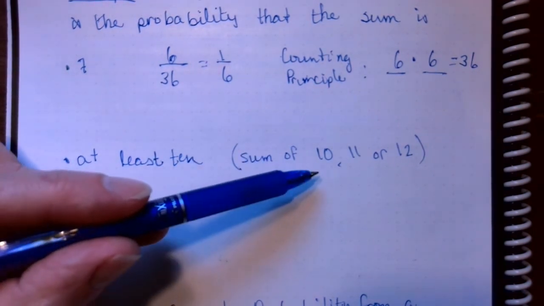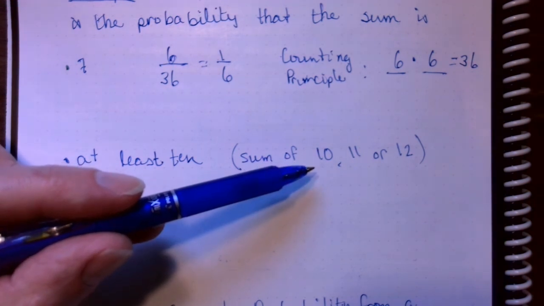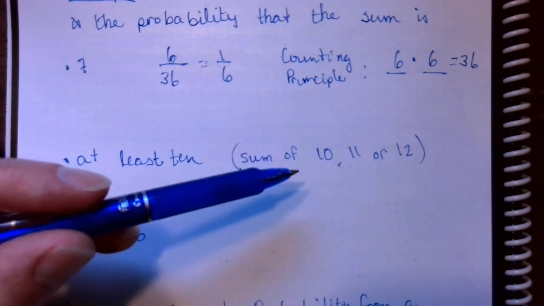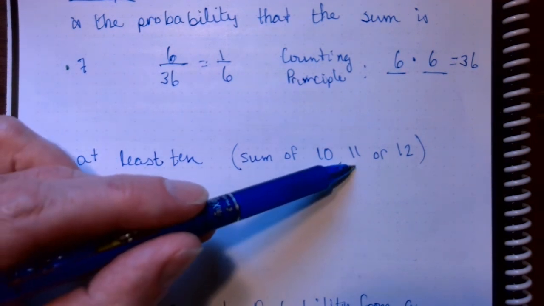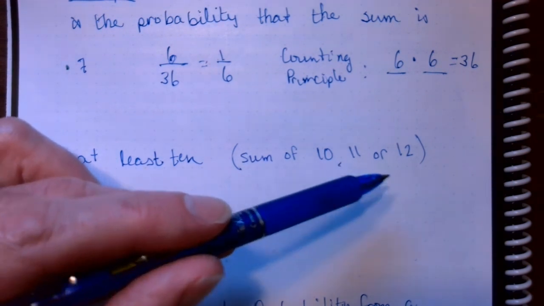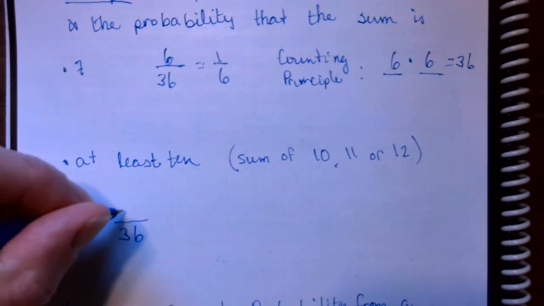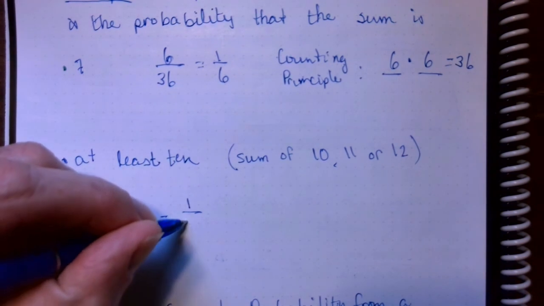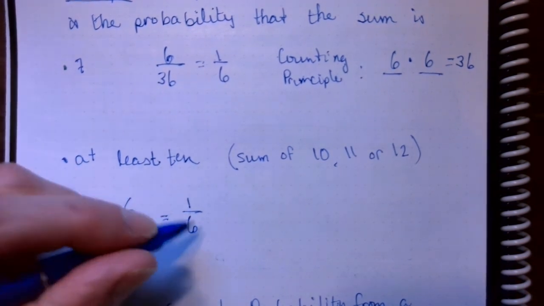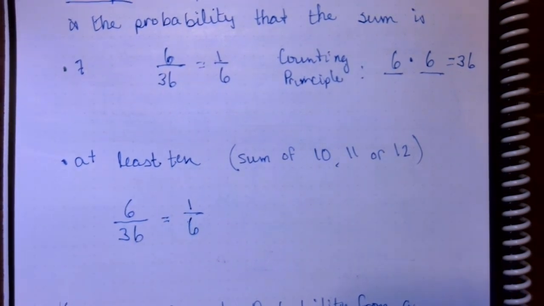How many ways to get a sum of 10? Well, you could get 6 and 4, 5 and 5, 4 and 6. There's 3 ways to get a 10. There's 2 ways to get an 11, and there's 1 way to get a 12. So this actually works out to be 6 over 36 also, but for a different reason, and it reduces, again, to 1/6.